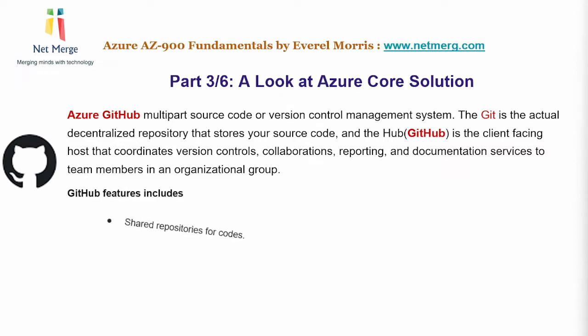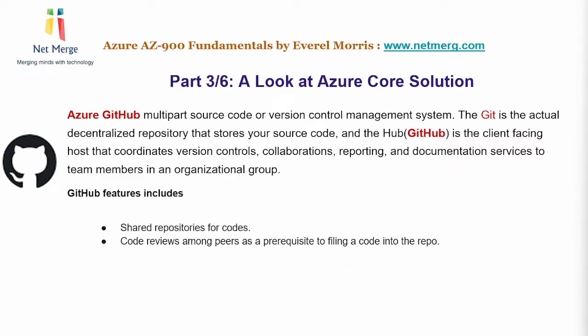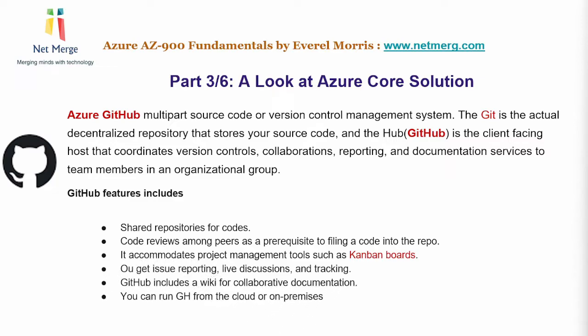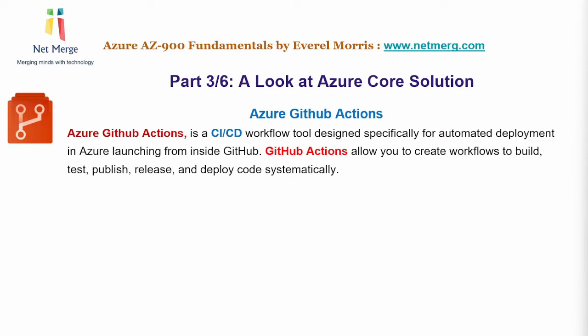Okay, here are some of the features. So it's a lot more than just source control, and it works with a Kanban board. If you're familiar with the Kanban board for project management, it's really powerful. So you see, you're getting a lot of cool tools in Azure that you could use as a developer. Now let's look at the Azure GitHub Action. It's similar to the Azure pipeline that we just talked about.